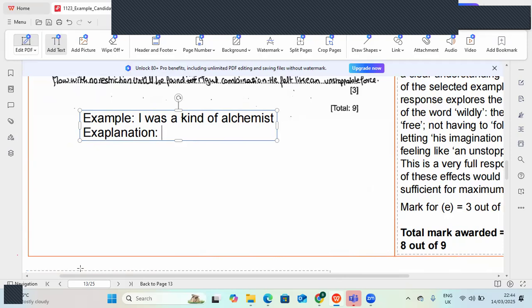Now, coming back to the question. I have identified an example for you. It says I was a kind of alchemist. Now write down the explanation in the chat window. I would like to give my vocal cords a bit of rest. Response in the chat window, please.